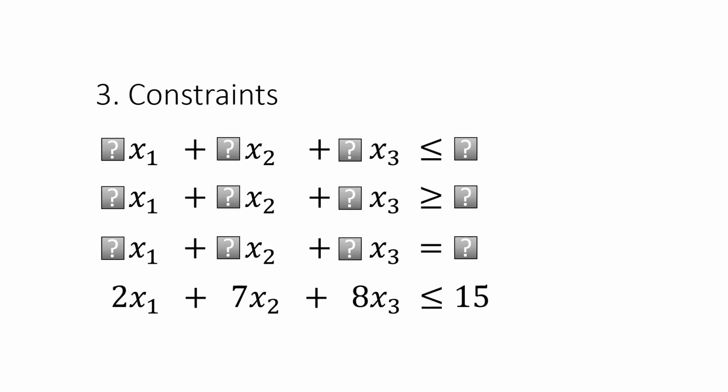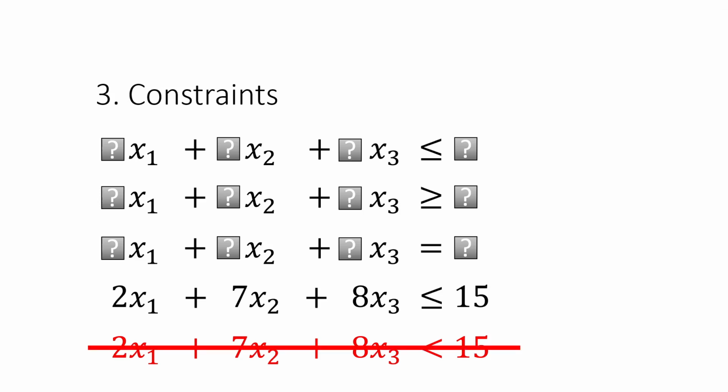So for example, one constraint could be 2 times x1, so this question mark number in front of x1 would be 2, plus 7 times x2 plus 8 times x3, less or equal than 15. What is not allowed is to have the same thing with the strict inequality, like here where I wrote strictly less than 15. This is not allowed in a constraint for a linear program. And similarly, you also cannot use a strict greater inequality in a linear program. Also, this is not allowed.